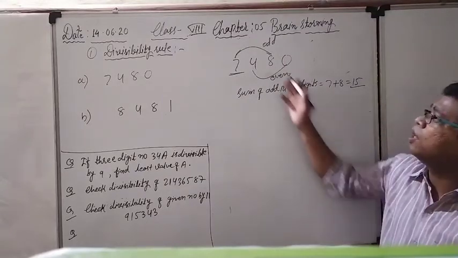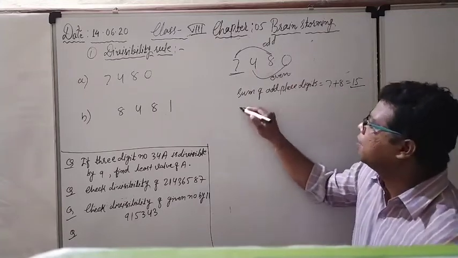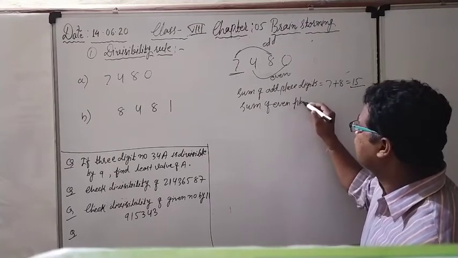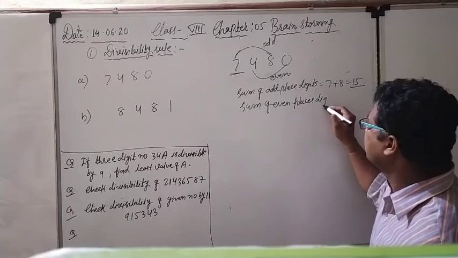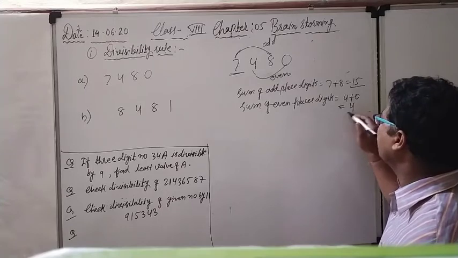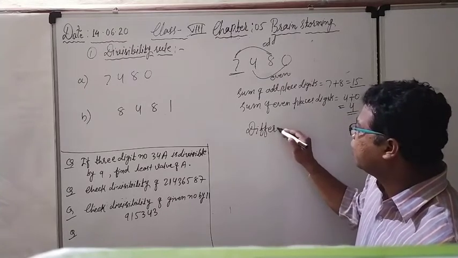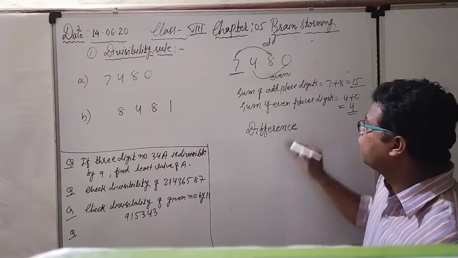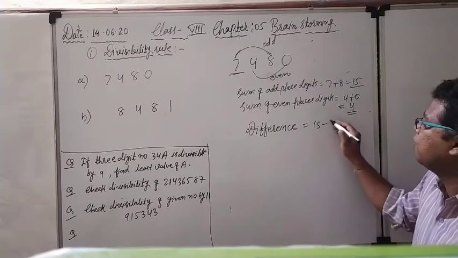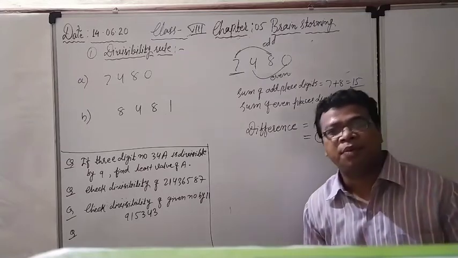I have to just take one after the other. The upper side will represent the odd place digit: sum of odd place digits, 7 plus 8, 15. Same like that, sum of even place digits. So what is that? 4 plus 0, definitely it will give me 4. And after finding both the sums, what I have to find out? The difference of both sums, 15 and 4. So 15 minus 4, what will I get? I will get 11.